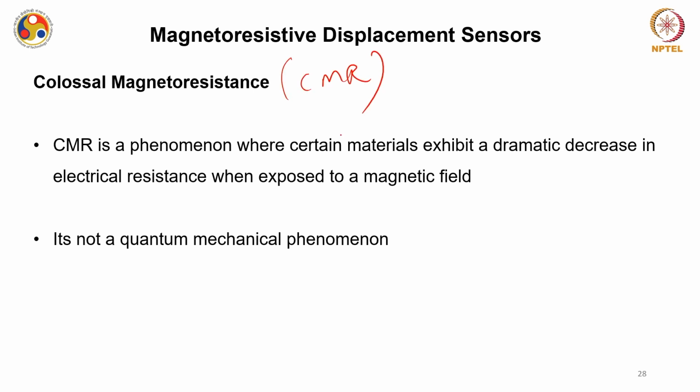Colossal magnetoresistance, CMR, is a phenomenon where certain materials exhibit a dramatic decrease in electrical resistance when exposed to a magnetic field, and please note that it is very similar to GMR. However, this is not a quantum mechanical phenomenon, it is mostly a classical phenomenon, and mostly shown by some perovskites, particularly based on, say, manganese.